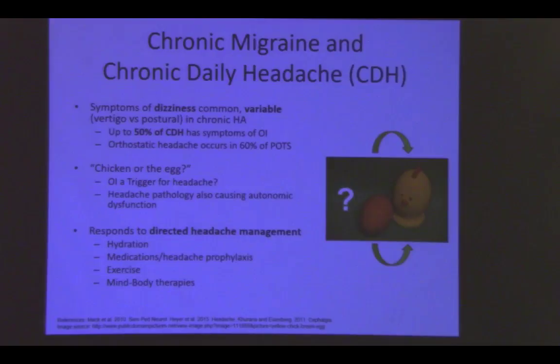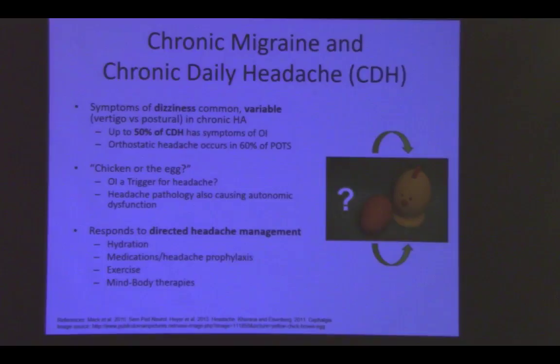We know that up to 50% of individuals with chronic daily headache have symptoms of orthostatic intolerance, and that headache, or something we call orthostatic headache, specifically headache that's worse when upright and better when lying down, happens in up to 60% of individuals who have a condition called postural tachycardia syndrome, or POTS. So this illustrates an overlap between chronic migraine and POTS.